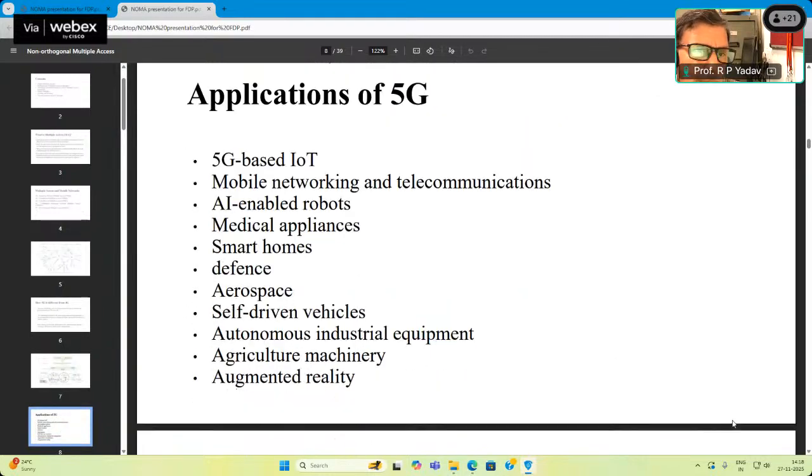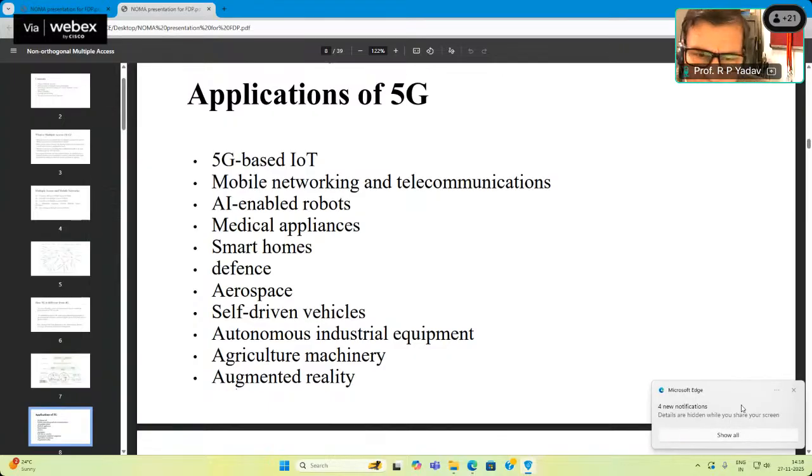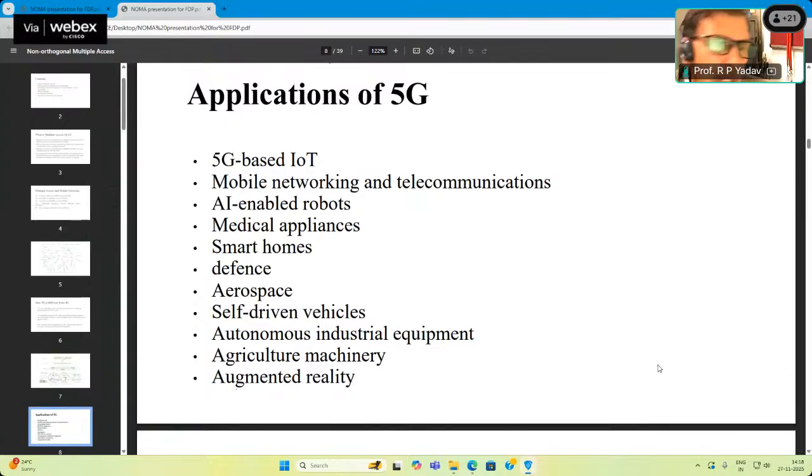Then what are the applications of 5G systems? 5G based IoT. There are a lot of people right now talking about IoT or IoT based applications. Many times some students ask the question: why has IoT become a phenomenon only in the last 10, 15 years, particularly after the coming of 5G?